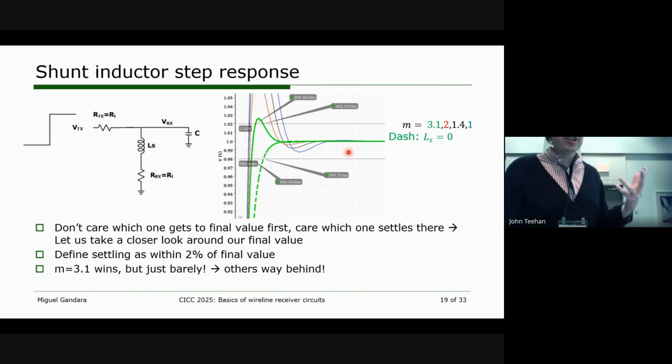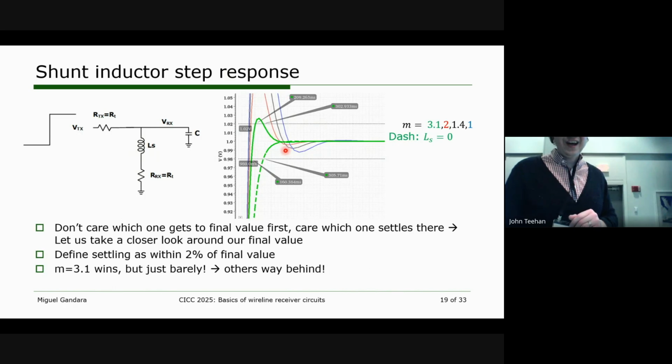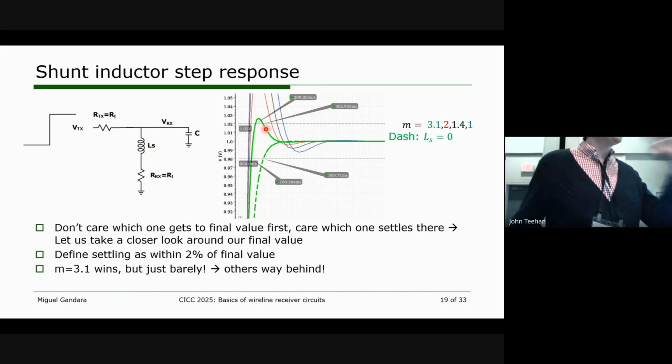And so if we look at 2%, we can see that all the signals besides the smallest inductor I showed settle much slower than the uncompensated case. Actually, you can see that with overshoot, all these signals come in much later than this value. The only one that doesn't is the smallest inductor with the smallest overshoot.